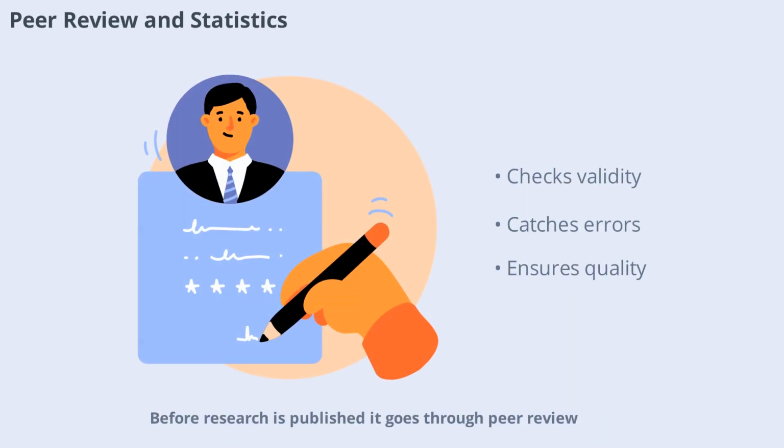Before research is published, it goes through peer review. Reviewers use statistical methods to check the validity of the findings. This process helps catch errors and ensures that only high-quality research is shared with the world.